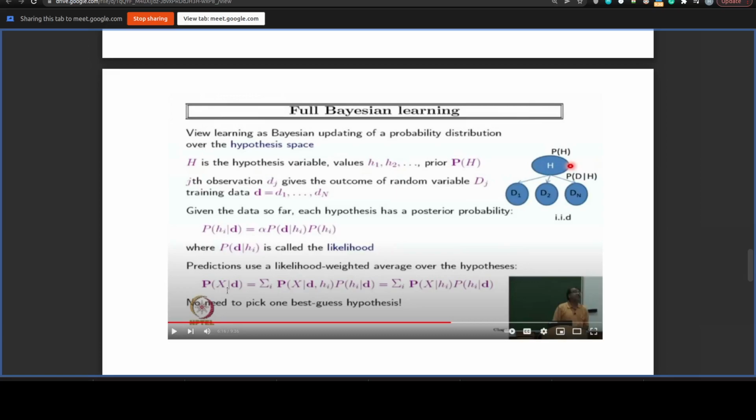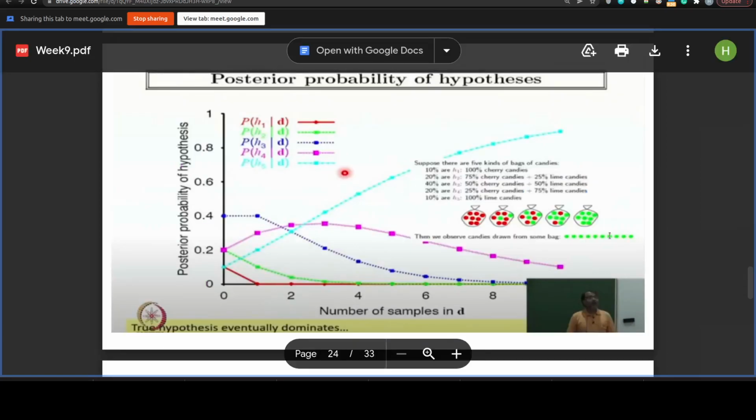So here is the plot that you have. The posterior probability of having a hypothesis H1, given this data that we had, that all candies are this, right? So what you can say is that if the number of samples in D happens to be 0, then it was almost like the prior that we had here, that is this one, right? But as we keep on observing things, things change.